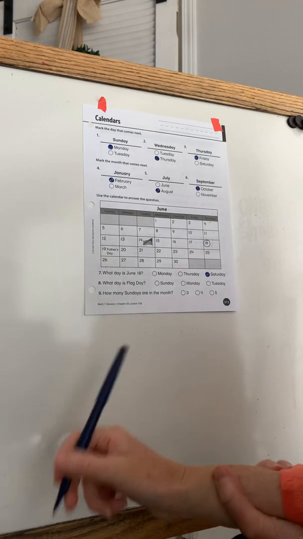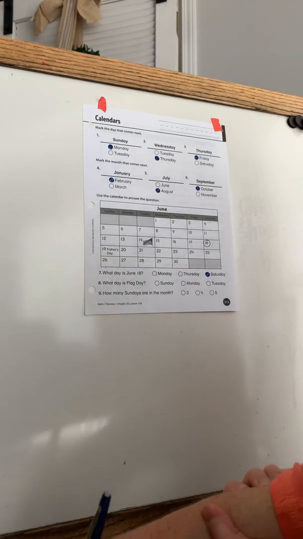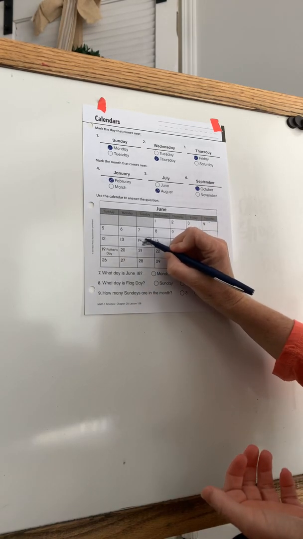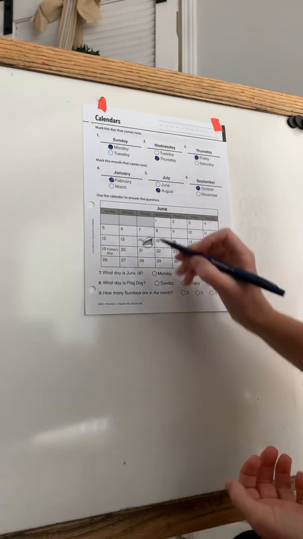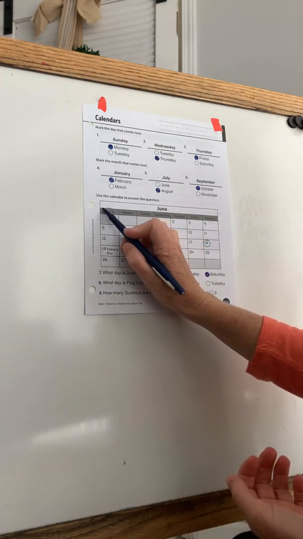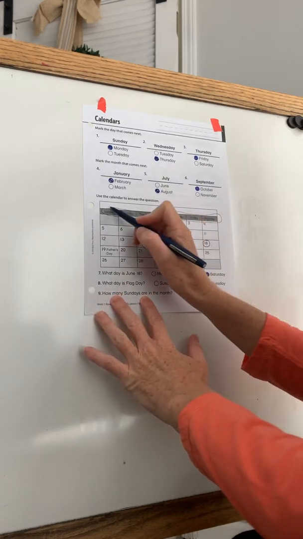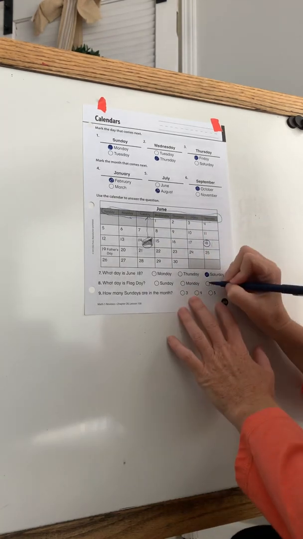Okay, number 8. What day is Flag Day? I don't see the words Flag Day, but I see a picture of a flag. So that's going to be a hint to me that this is Flag Day. So what day is Flag Day on? I'm going to look up at the top because here's where my days are. These are all my days. I'm going to look up here, and Flag Day is on Tuesday.